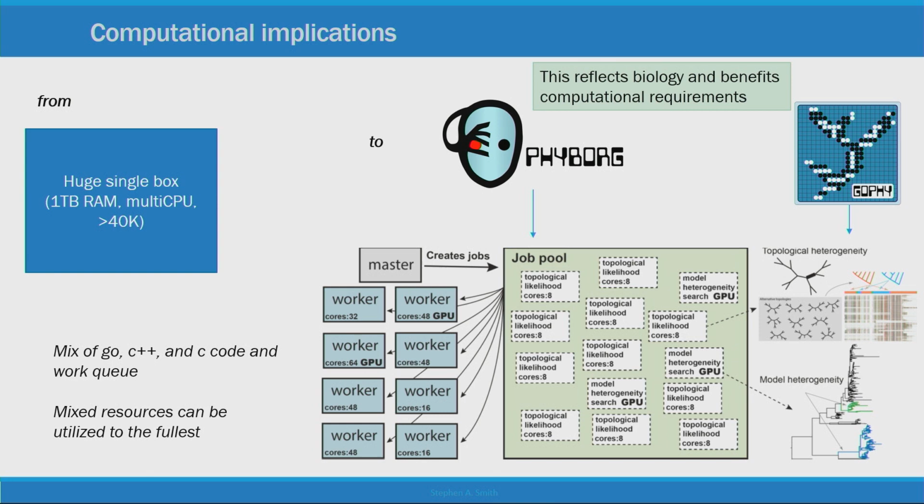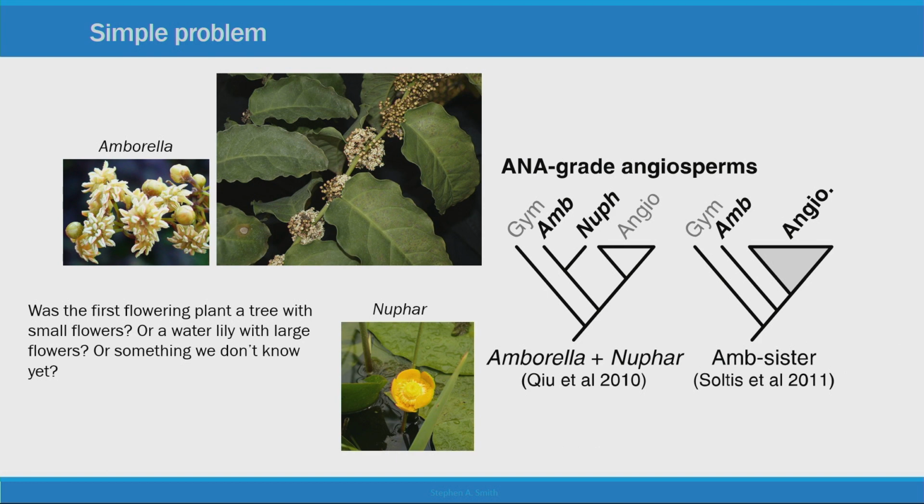So we can still use those 40 terabyte RAM boxes for the analyses that require them, but we don't require it for everything. So it allows us to conduct analyses really quickly. So let me just give you a couple more simple examples, and then I'll wrap up.